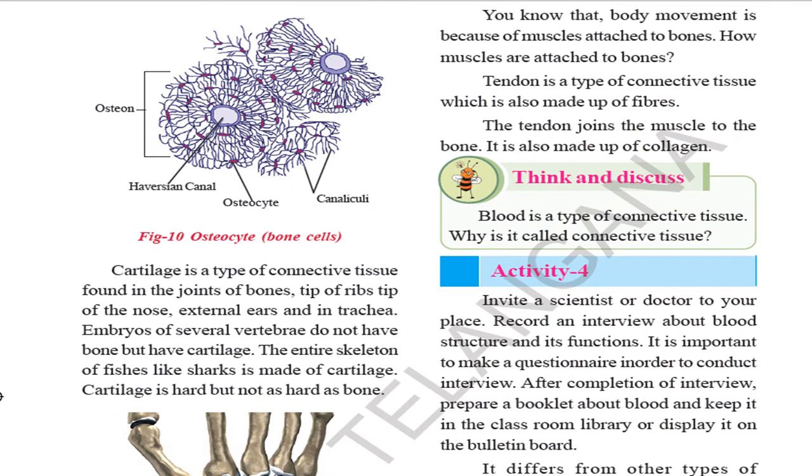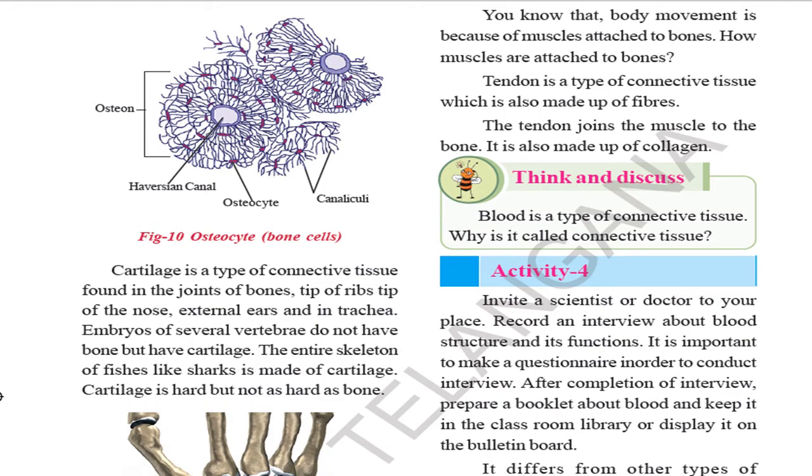So we take an interview like that. After completion of the interview, prepare a booklet about blood and keep it in the classroom library, or display it on the bulletin board. What is happening in the blood? Red blood cells, RBC, WBC, how much is required, you should ask all of this and prepare a booklet and keep it in the display of your classroom.